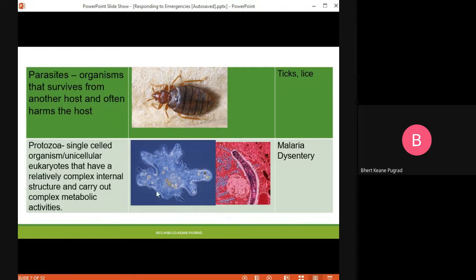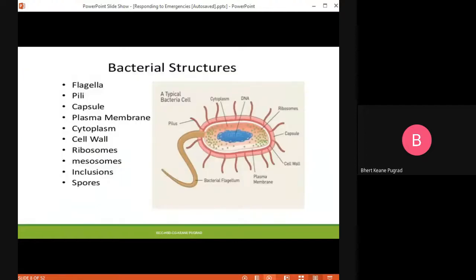So example of your protozoa, we have your malaria and your dysentery. The vector of malaria is a mosquito, no? So dysentery, ang sintomas ng dysentery is yung pagtatae ng dugo. Okay, so those are caused by protozoal infections.